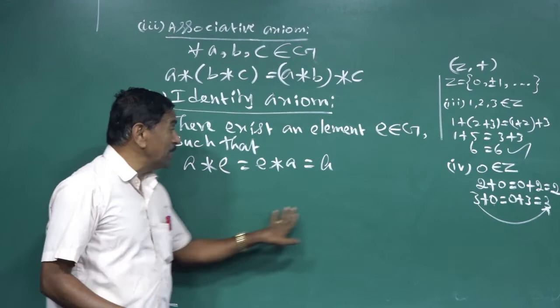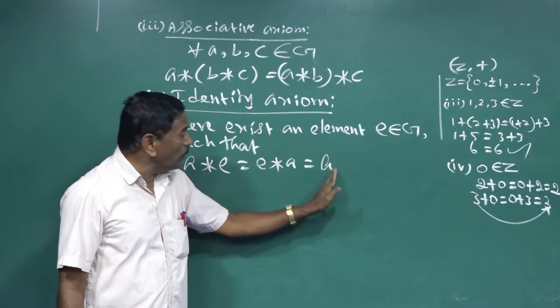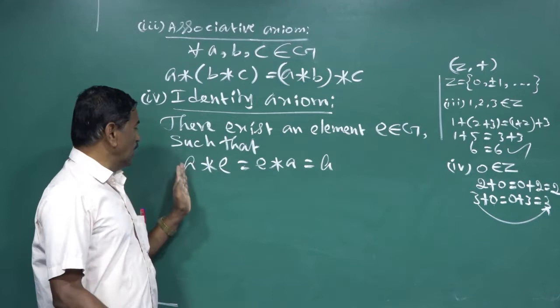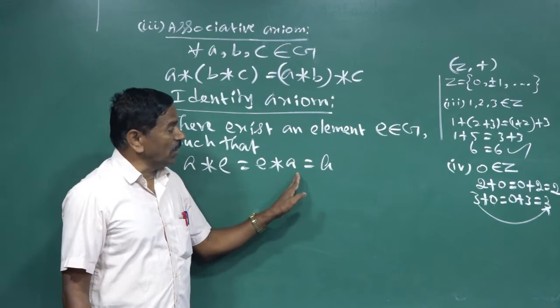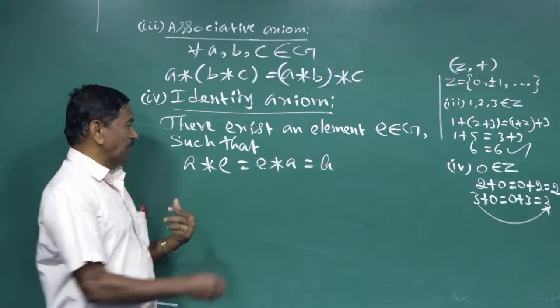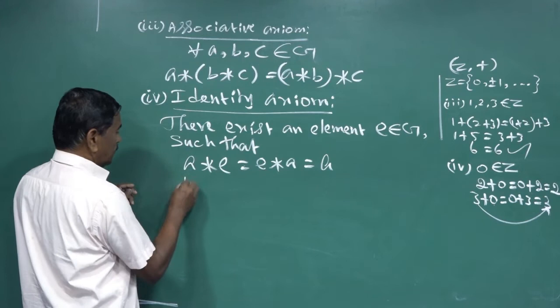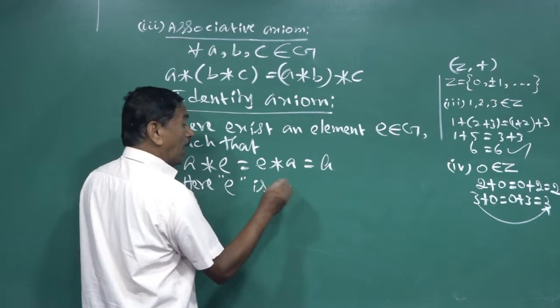See, for example, B star E is equal to E star B is equal to B, where B is any one element and E is identity element. See, for example, C star E is equal to E star C is equal to C. So, C is any one element and E is identity element. Likewise, here E is an identity element of G.